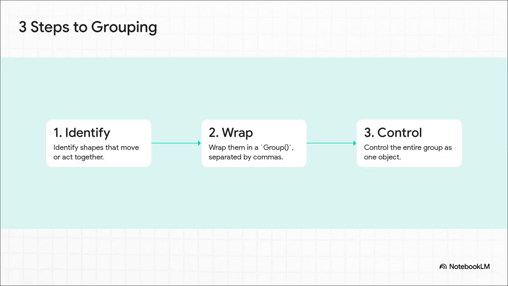So let's wrap this all up. It really just comes down to 3 easy steps. Step 1, look at your code and find shapes that should act together. Step 2, wrap them all up inside a group function and don't forget to separate them with commas. And step 3, control that entire group as if it were just one single shape. That's really all there is to it.